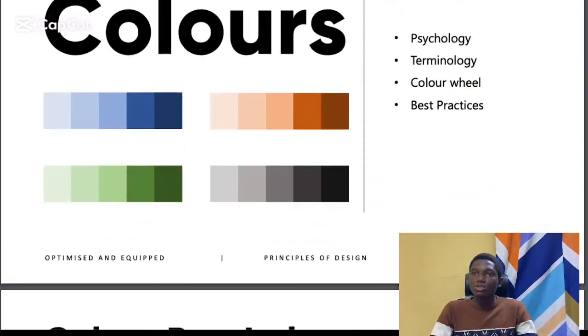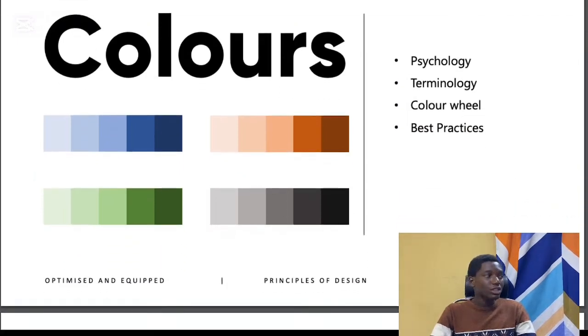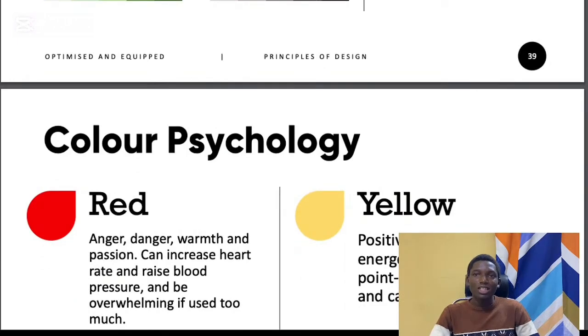Apex, we have the vertex, and just try to understand all these terminologies. They are important terminologies that you need for your design. Then we are going to move into colors.